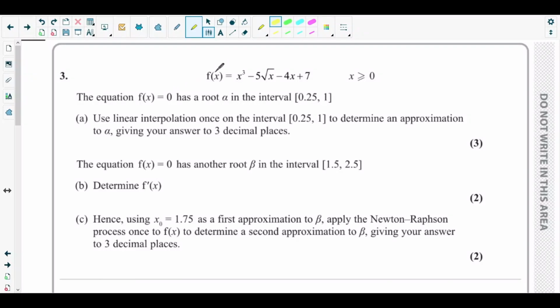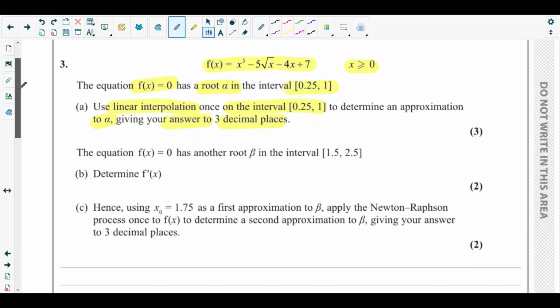So here in question 3, a function f of x is given as x cubed minus 5 square root of x minus 4x plus 7, where x is greater than or equal to 0. The equation f of x equals 0 has a root alpha in the interval x equals 0.25 to x equals 1. Part A is asking to use linear interpolation once on the interval 0.25 to 1 to determine an approximation to alpha, giving your answer to 3 decimal places. So we have to use linear interpolation.